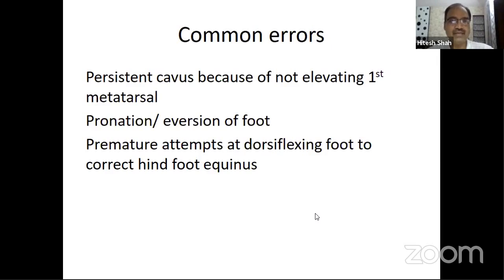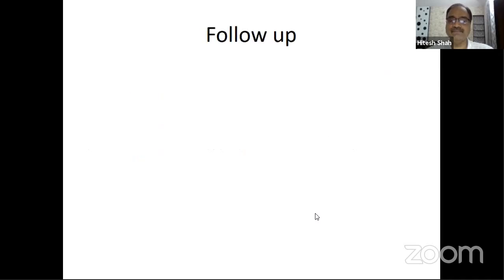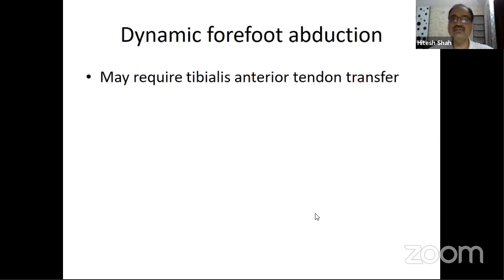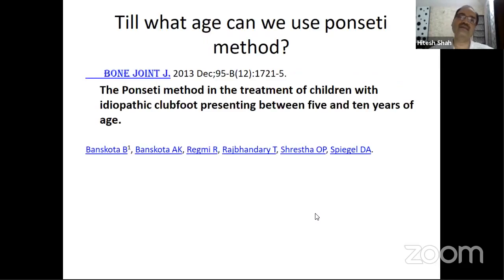We may land up in a rocker bottom foot or secondary deformity. Every single child must be followed. Ideally, it should be followed till skeletal maturity. If not, it should be followed till active abduction and eversion are present. Dynamic forefoot adduction can be present because of the tibialis anterior transfer. It can be due to the tibialis anterior transfer.